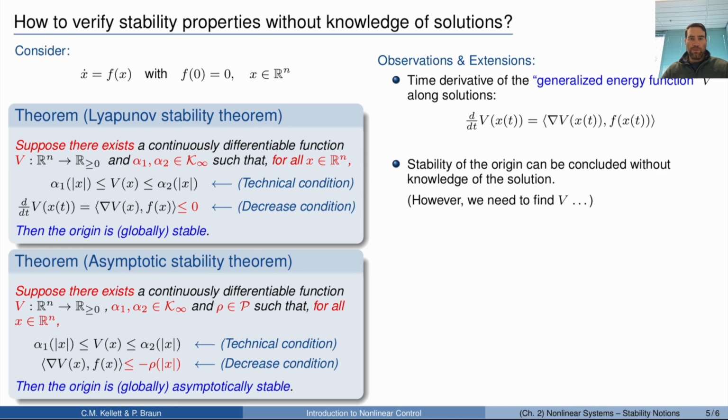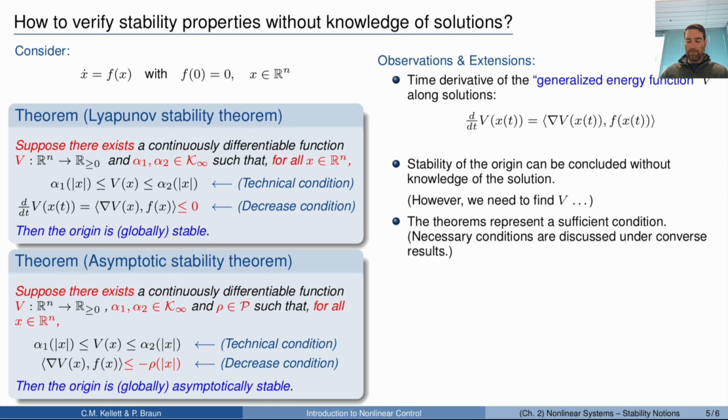Finding V, of course, is also difficult or non-trivial in general, but in many cases a lot easier than finding the explicit solution. These are, as presented here, sufficient conditions, meaning if we have a Lyapunov function, then we can conclude stability or asymptotic stability. There are also converse results giving necessary conditions, meaning if we know that our system is stable or asymptotically stable, then there also needs to exist a corresponding Lyapunov function.